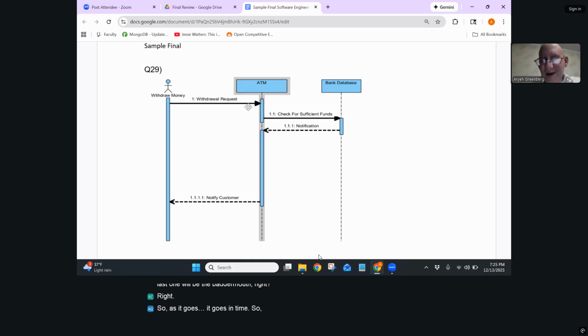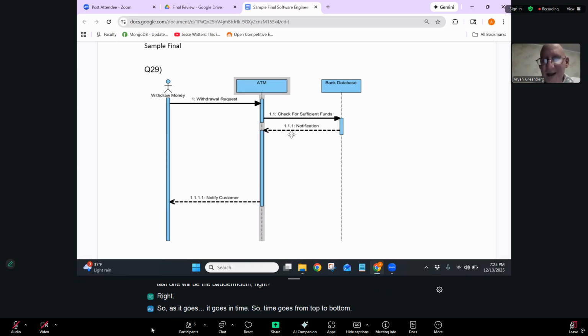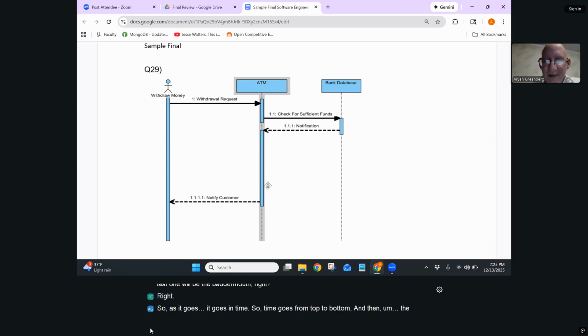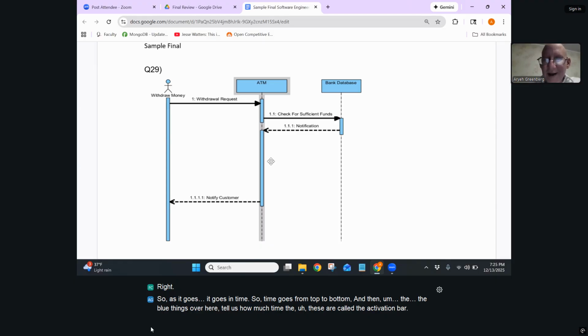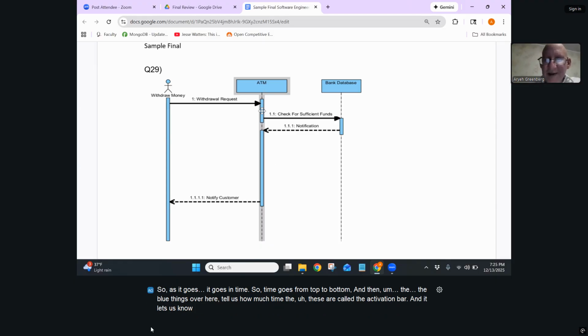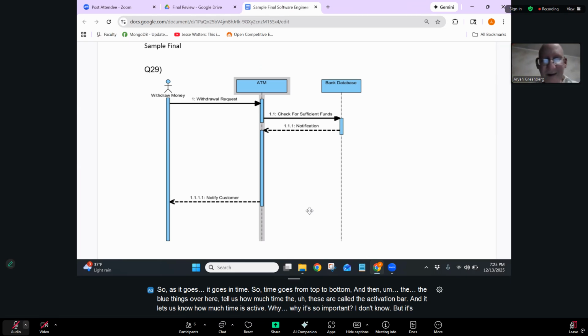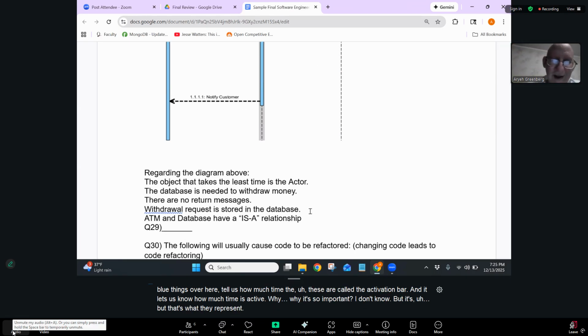So the time goes from top to bottom, and the blue things over here are called the activation bar, and they let us know how much time it's active. Why it's so important, I don't know, but that's what they represent.